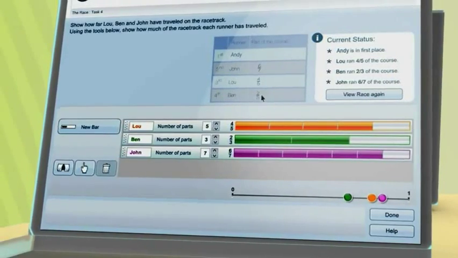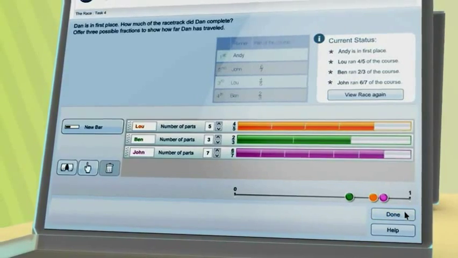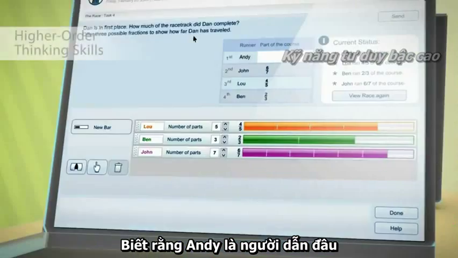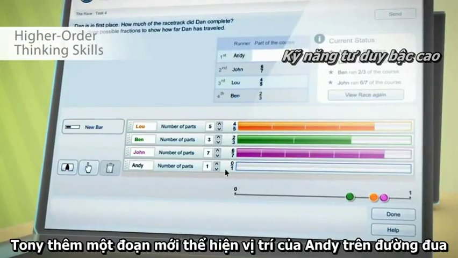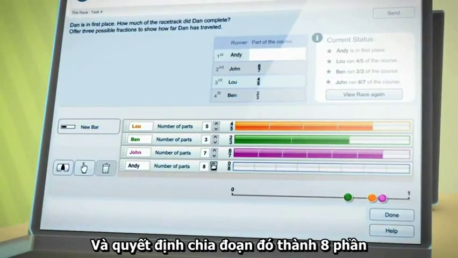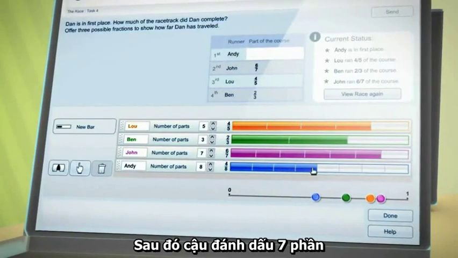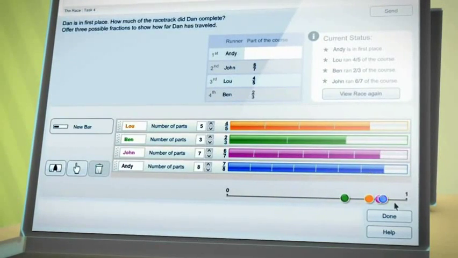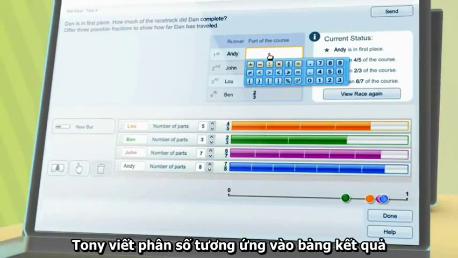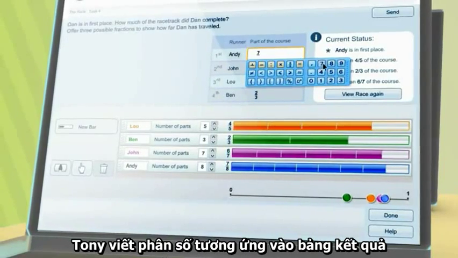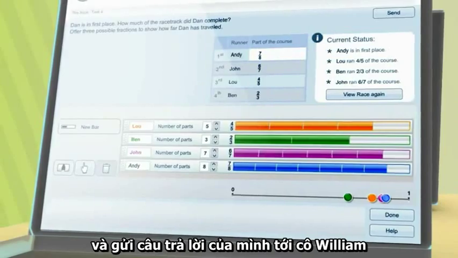Now he is asked to suggest a fraction representing how far Andy ran. Knowing that Andy is in the lead, Tony adds a new strip representing Andy's position on the track and decides to divide it into 8 bars. He then highlights 7 of them. Satisfied with his result, Tony writes the corresponding fraction in the results table and sends his answer to Miss Williams.